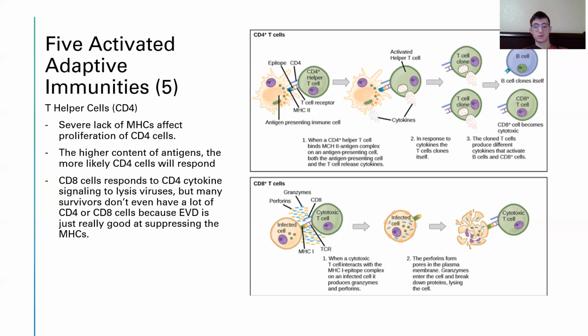MHC class 2 is what triggers the adaptive immune response of T helper cells. They go on to proliferate and produce cytokines to bring CD8 cells to those areas to lyse the Ebola virus. Once again, Ebola virus is very good at suppressing the immune system by blocking our immune system's ability to even present antigens to create an effective adaptive immune response. Oftentimes, it takes a large viral load for this to begin to happen, and treatments increase patient survivability during that time. Which brings me to my last slide here.